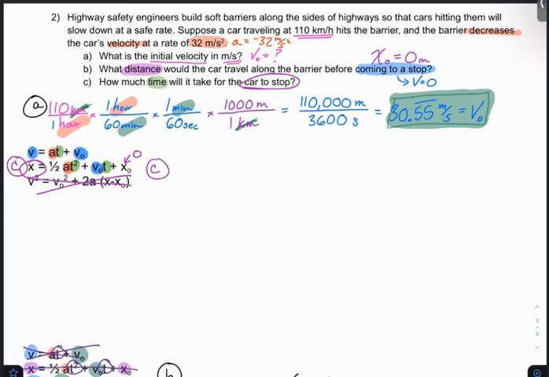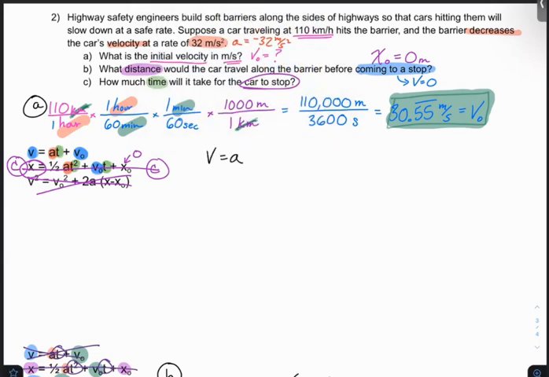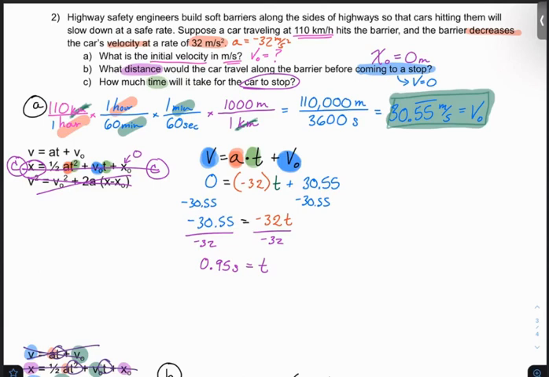So I do not know my final position. So this middle equation is not going to work. So I need to use the first equation, that my velocity is equal to acceleration times time plus my starting velocity. I went ahead and substituted in for the things that we knew from the problem, just like before. Now I just need to solve. I'm going to subtract 30.55 from both sides. So I do the algebra here, and I get 0.95 seconds for my time to stop.